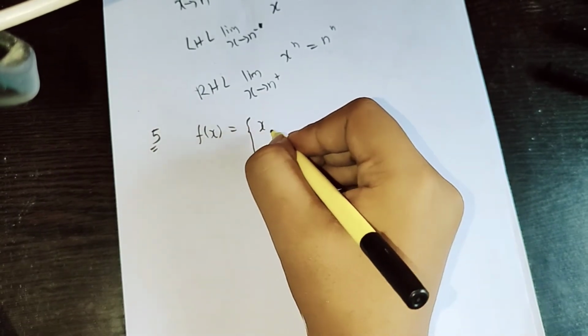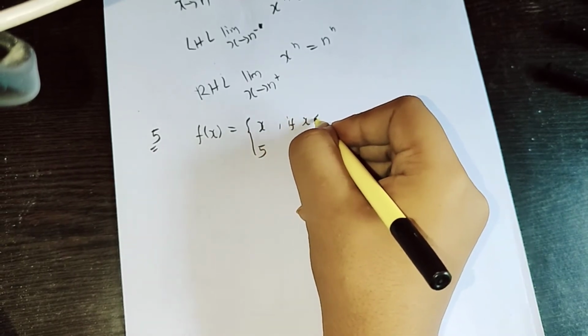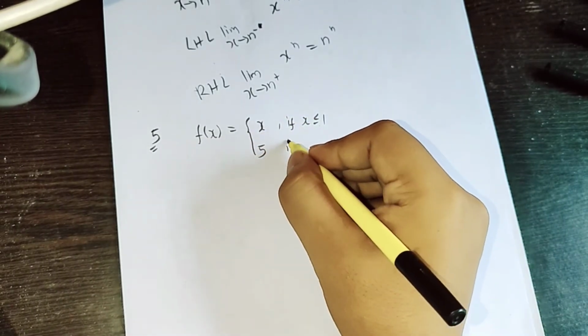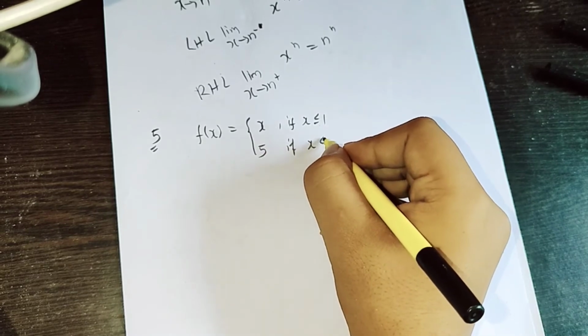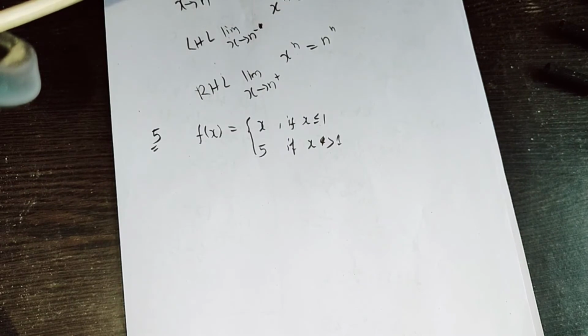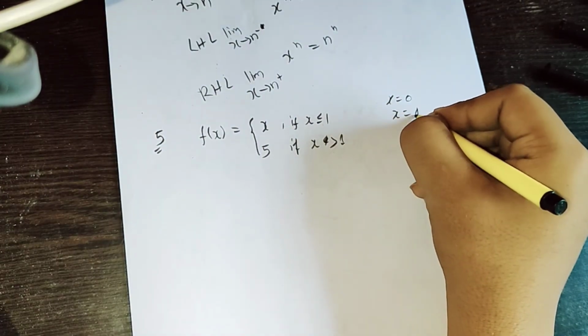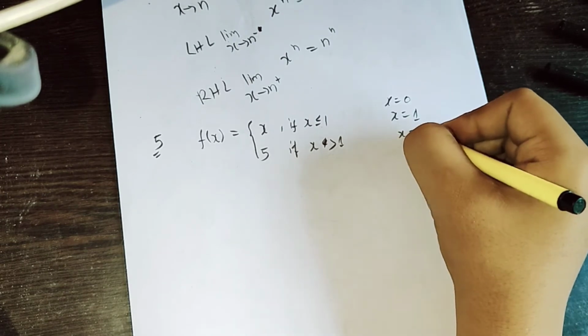So f(x) is equal to x if x is less than or equal to 1, and 5 if x is greater than 1. So as you can see, we have already done these type of questions. So what we have to do is check whether it is continuous at x is equal to 0, x is equal to 1 or x is equal to 2.